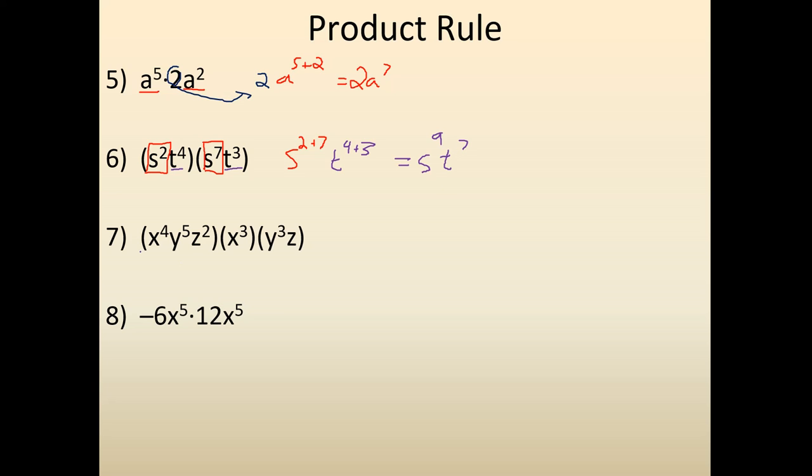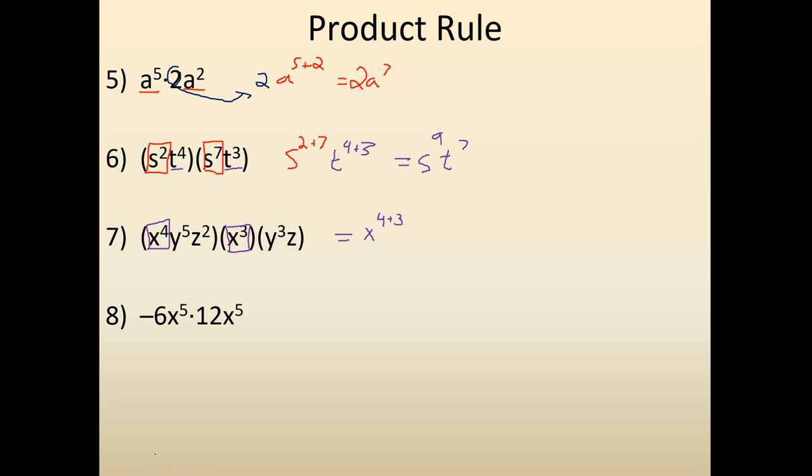All right. Going down to question 7. Same thing as question 6, but just a little bit longer. So I'm going to combine the x's first. These are my 2 x's. Now, of course, the product rule isn't just limited to 2 monomials. Even though I wrote it that way, it could be 2 or more. So this ends up being 4 plus 3.